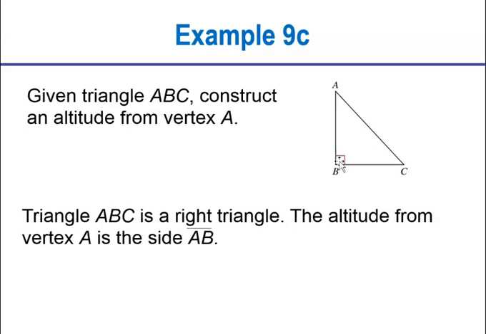So triangle ABC is a right triangle. The altitude from vertex A is the side AB. So again, your altitude is right here. No construction required. Aren't those your favorite? Okay, there's something to be said about these three examples.